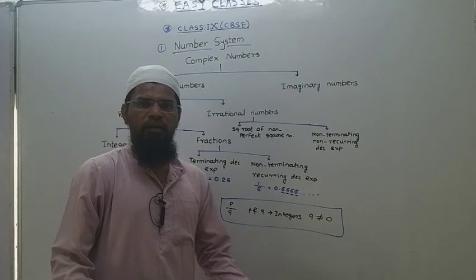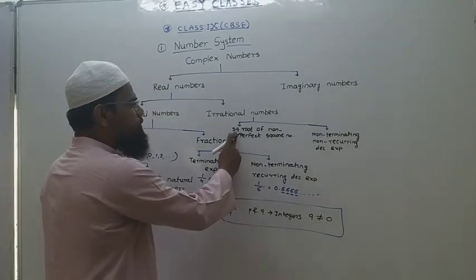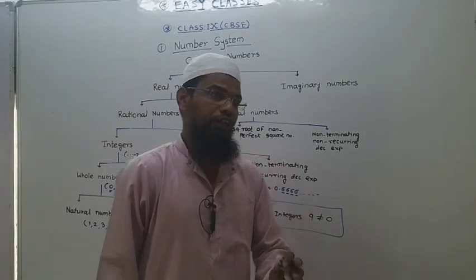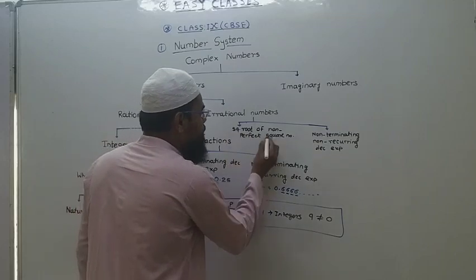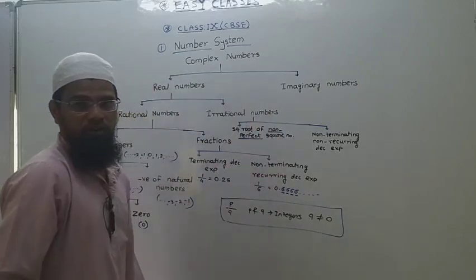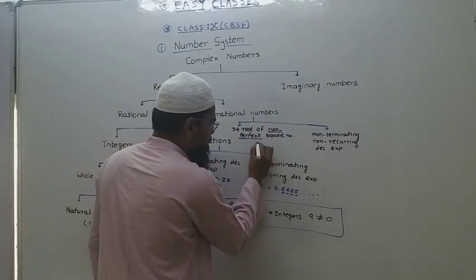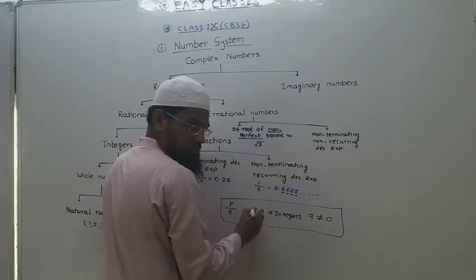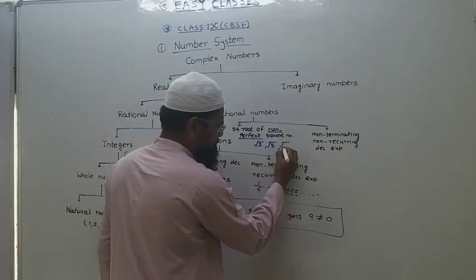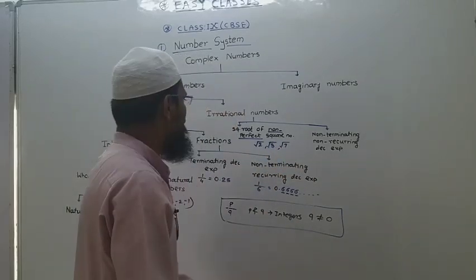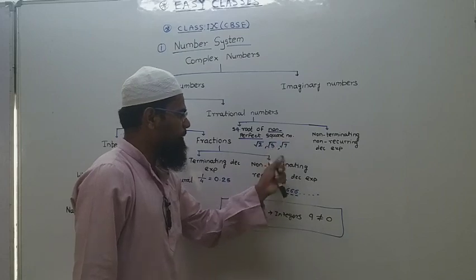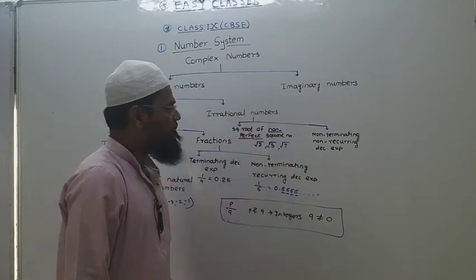So what are these numbers? For example, the square root of a non-perfect square number. This is the most important term: non-perfect square number. What is a non-perfect square number? For example, square root of 2, square root of 3, and so on, square root of 7. These are examples of square roots of non-perfect squares. So the square root of a non-perfect square number is an example of an irrational number.